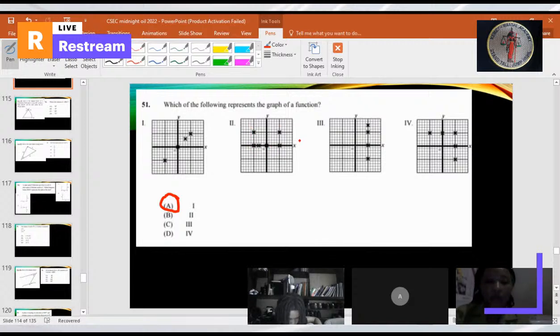So you should be able to draw a straight line down through a function and never touch more than 1 point. If we draw a straight line down here, we'd touch 2 points. We'd touch 4 points. We'd touch 3 points. The y values are the same. You see that? So this is the one that has no two y values the same. And that's a function.